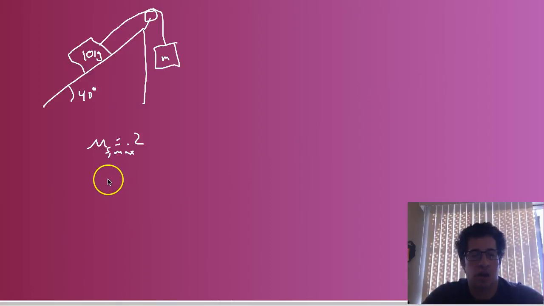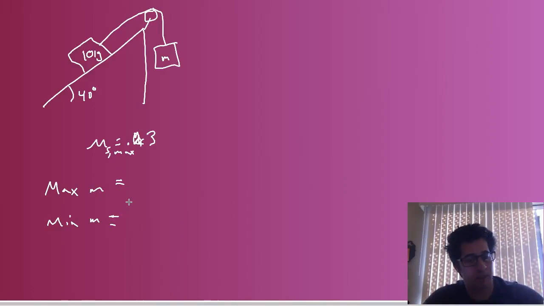And so the scenario here is I want to know the max value for m and the minimum value for m that will prevent this block from sliding. Okay, and let's change this from being 0.2 to say 0.3. I'm going to let you know right off the bat, I didn't solve this one ahead of time, and so it might turn out that one of these doesn't work out. So we will go ahead and see. I think it kind of depends on this angle.